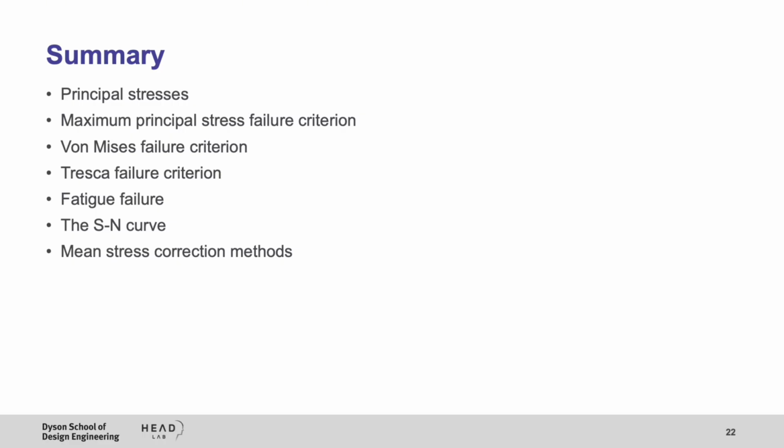So in summary, we have learned about principal stresses, the maximum principal stress failure criterion, the von Mises failure criterion, and the Tresca failure criterion, so 3 main failure criteria. We also learned about fatigue failure and what an SN curve is, and we found out about the important effect of the mean stress, and that we need to use mean stress correction methods when the mean stress is non-zero.